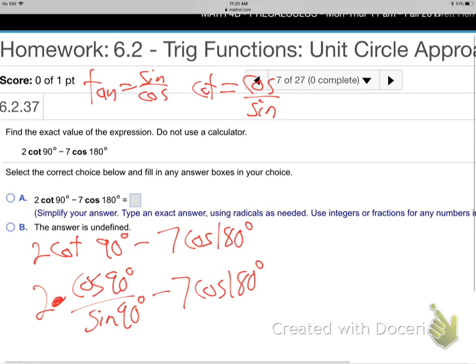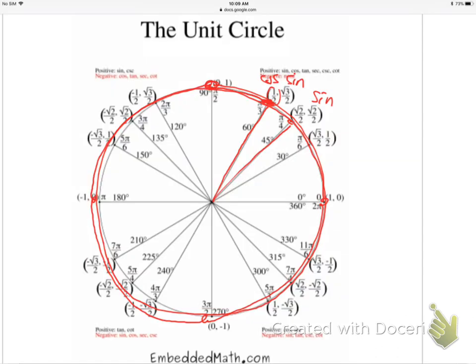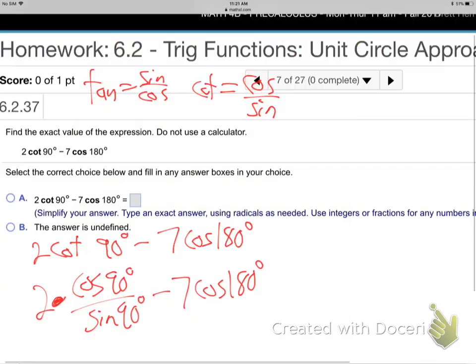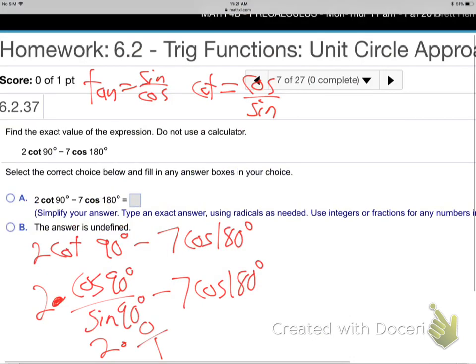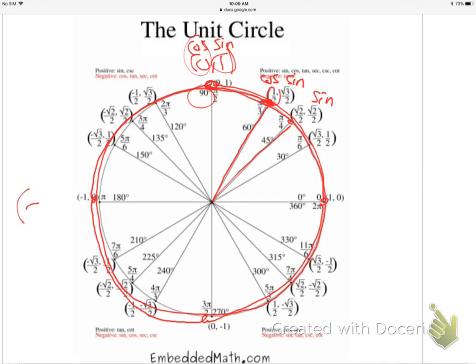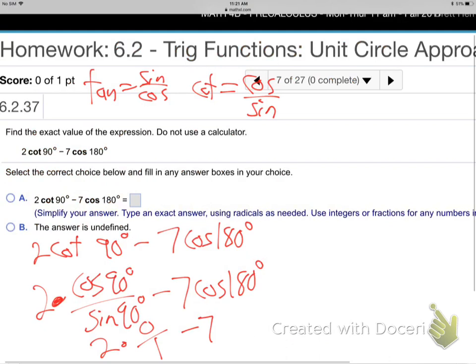All right, so then we go to the unit circle, cosine 90 degrees. So here's 90. This is 0 over 1, but cosine is the x, sine is the y. Cosine of 90 is 0. Good? So this is going to be 2 times 0 over, and sine of 90 is 1. Right, 0 and 1. And a minus 7, and then cos of 180. Yeah, this is negative 1, 0, this point right here at 180. Cosine is x, sine is y. Cosine is negative 1.